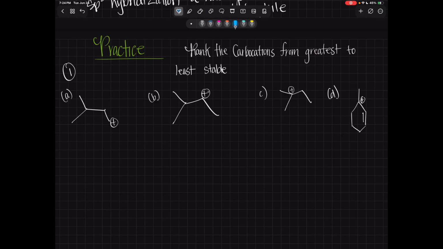So let's look at A. When we look at A, we're going to notice that our carbocation is right here on this carbon. So let's look at everything attached to this carbon. The only thing attached to this carbon is another carbon right here. There's no resonance, which we would know because there would be either a double bond or a pair of electrons. And that's it. All there is is another carbon. So we can label this as a primary carbocation.